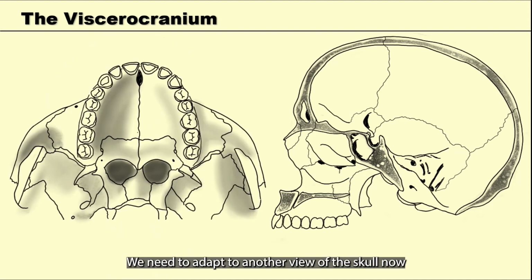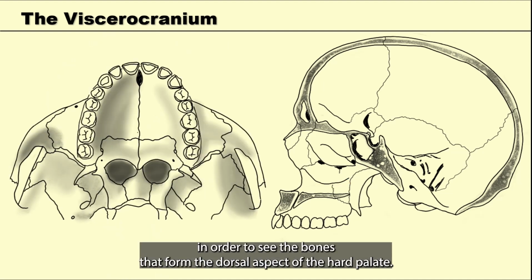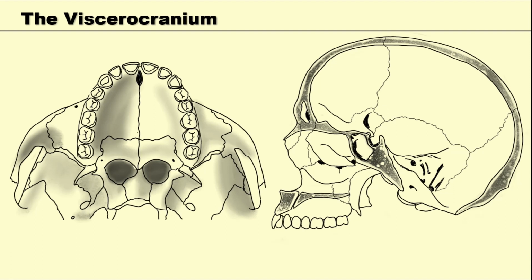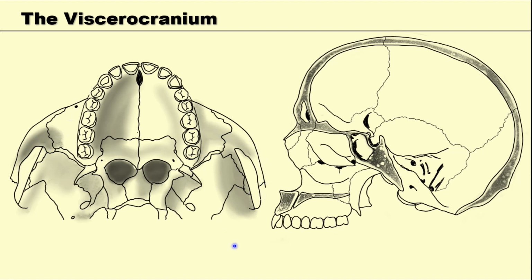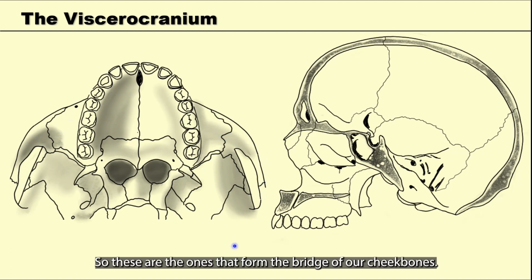We need to adapt to another view of the skull now in order to see the bones that form the dorsal aspect of the hard palate. The image on the right we are now familiar with, but the image on the left is an inferior view of the skull, having had the mandible removed. We can see the teeth of the maxilla along here. So these are our upper teeth, and we can see the zygomatic arches coming down here. These are the ones that form the bridge of our cheekbones.